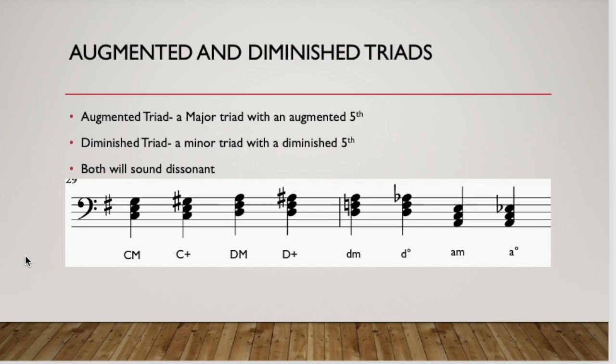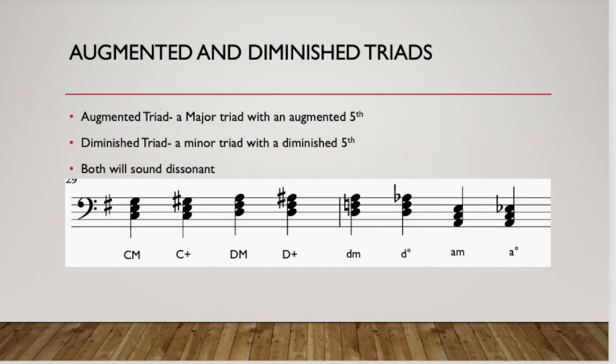If we further manipulate our triads by moving around the perfect fifth, we can get augmented and diminished triads. So an augmented triad can be thought of like a major triad that has an augmented fifth, and a diminished triad is like a minor triad that has a diminished fifth. Both of these sound dissonant, but the diminished triad sounds the most dissonant.